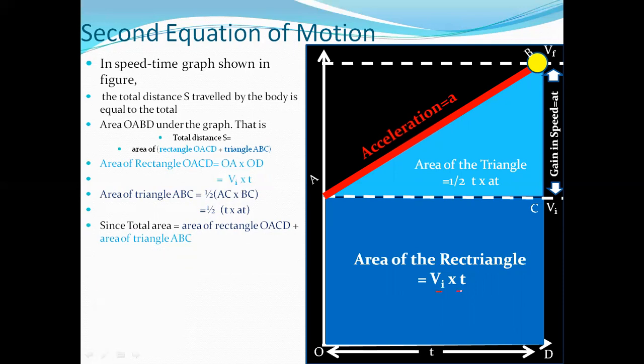height into base, and in this case the area for the triangle is AC into BC. That means half, which is the formula. T is the base and AT is the height right over here. So if we gather them all, the area of the triangle, this one, and the area of the rectangle, this one, if we add them up, we will get the total distance traveled by the body from point A to point B.